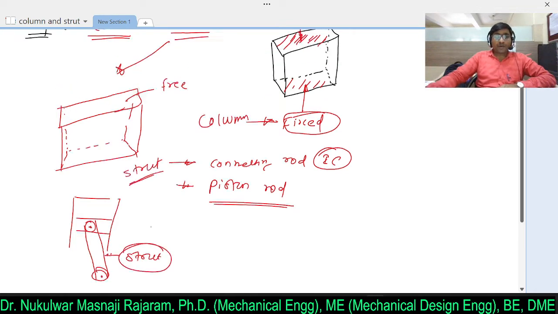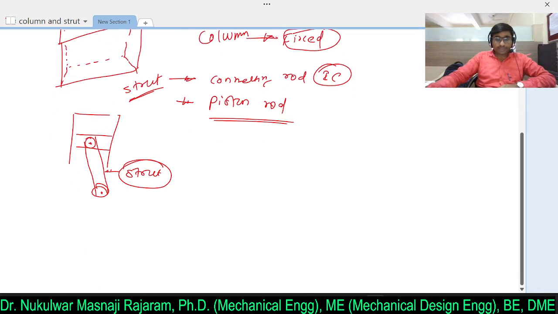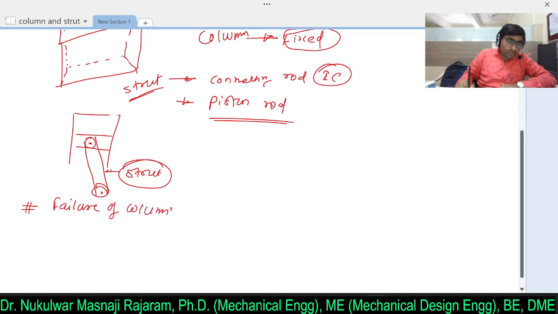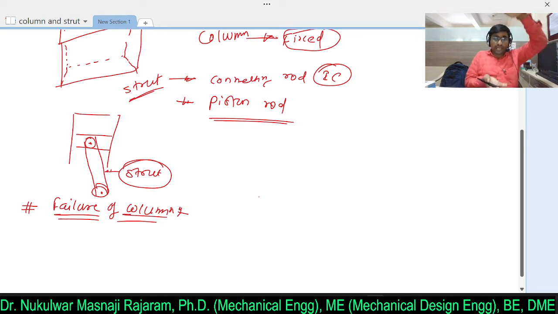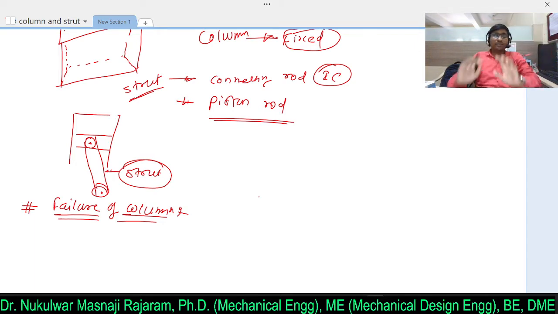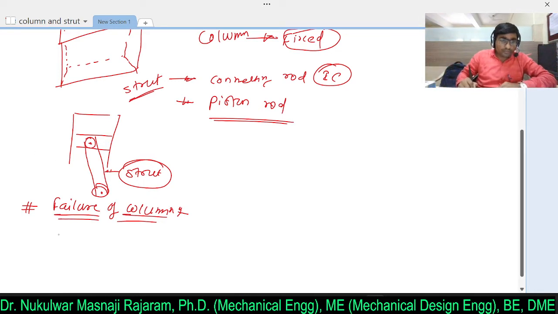Clear? Now if you observe such cases, then we must learn how the failure of a column may take place. As we learned for compressive stress, if you apply a compressive force on any object, then obviously it will go under the compressive load. So failure of a column may be because of the direct compressive stress.